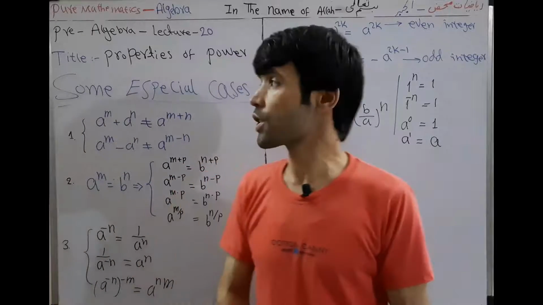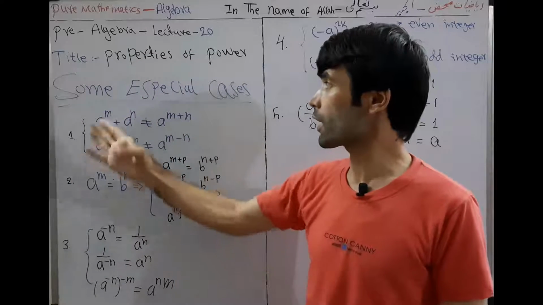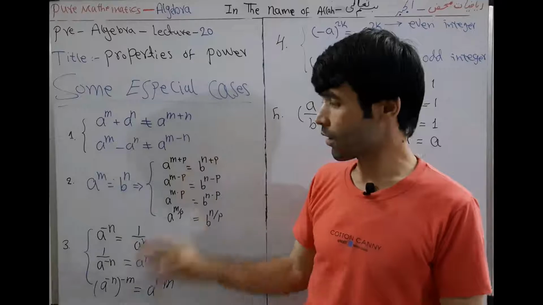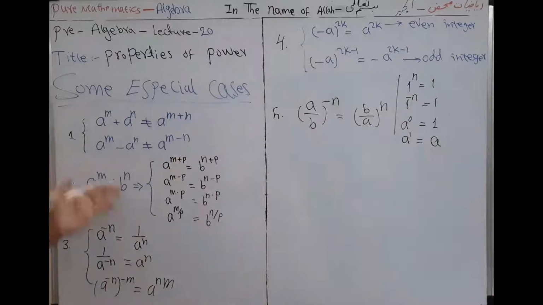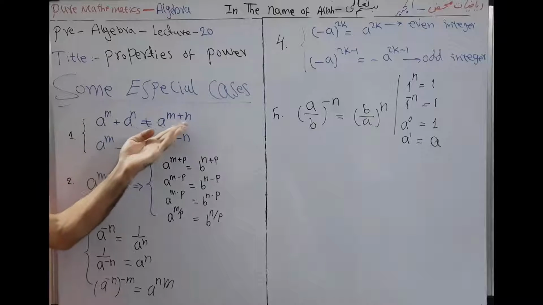It is pre-algebra class, lecture 20, properties of power. Here are some special cases. Number one, if we have a to the power m plus a to the power n, it is not equal to a to the power m plus n.